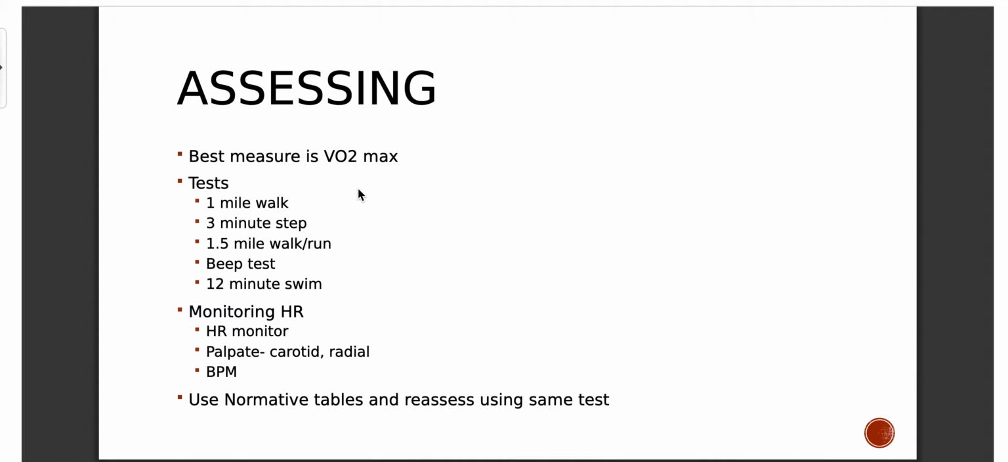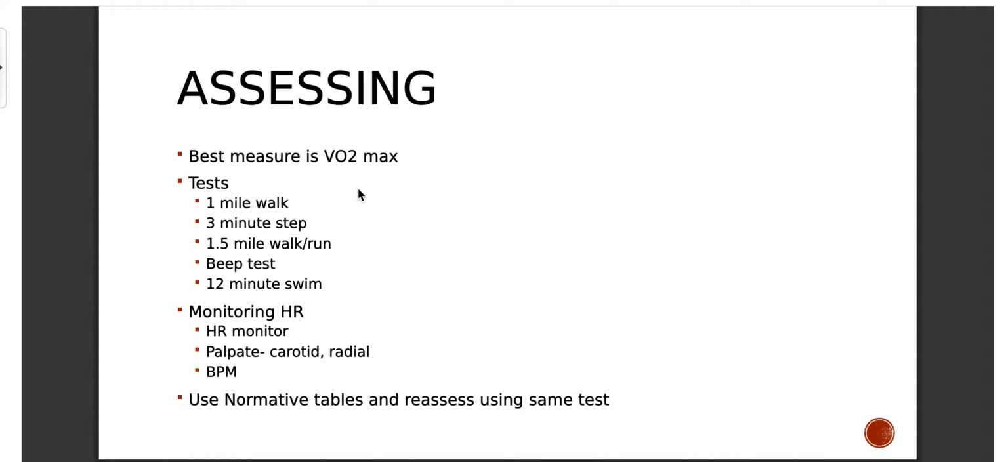Field tests can be a variety of different things. It doesn't have to be walking. There could be biking tests, rowing tests. There's even a 12-minute swim. So how far can you swim in 12 minutes? Based on that distance, we can estimate your VO2. Again, not the most accurate, but they definitely give us a picture of where we stand, and we can utilize those.